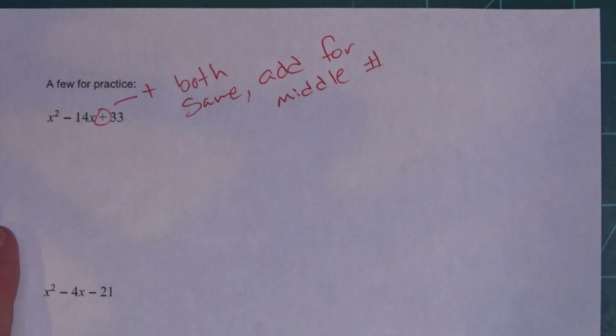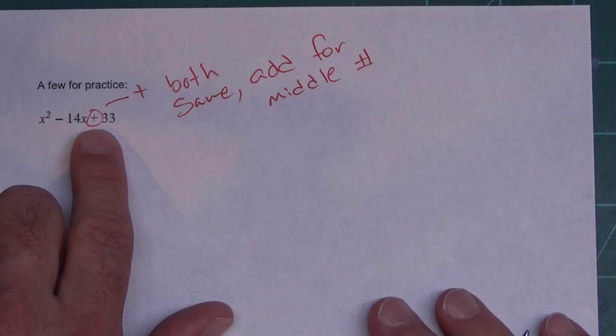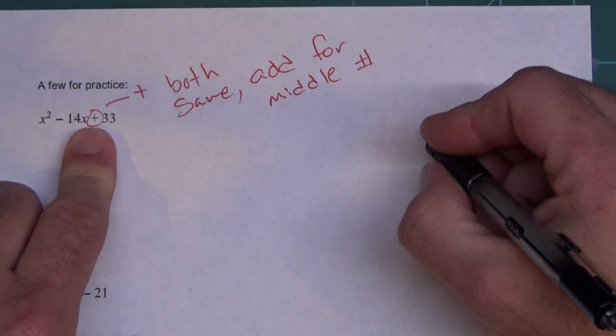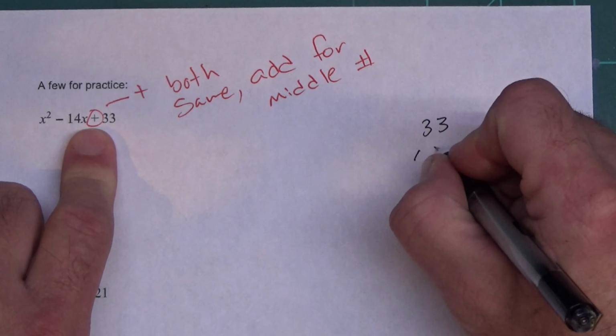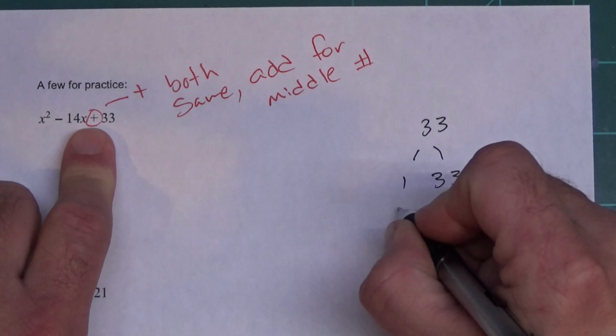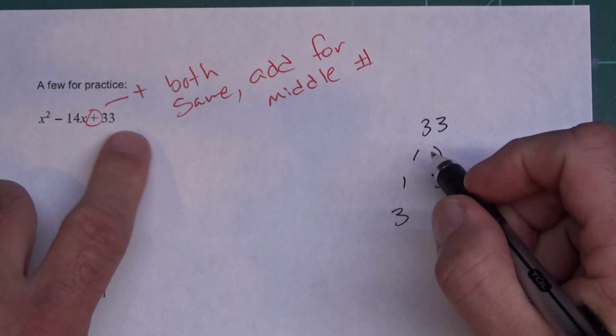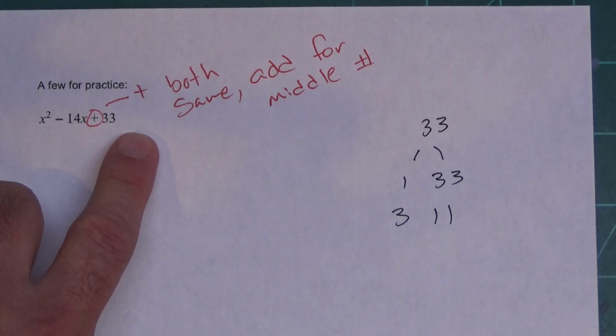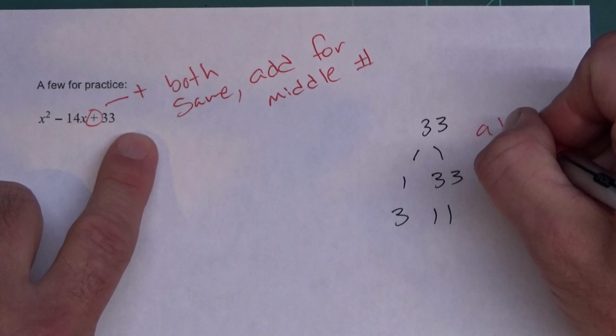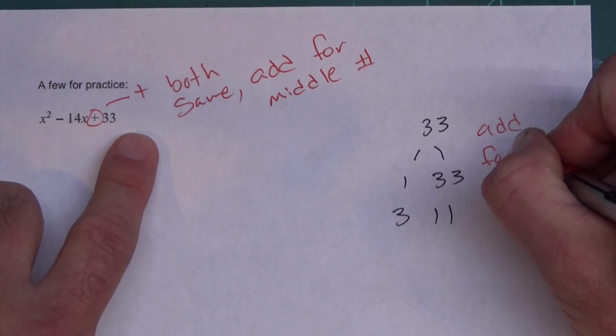Okay, so both signs will be the same. I'm going to add for the middle number. Now I'm going to take this 33 and make a factor tree. So 33 can be 1 and 33 or 3 and 11. Okay? And since the second sign is positive over here, I'm going to add for the middle number.